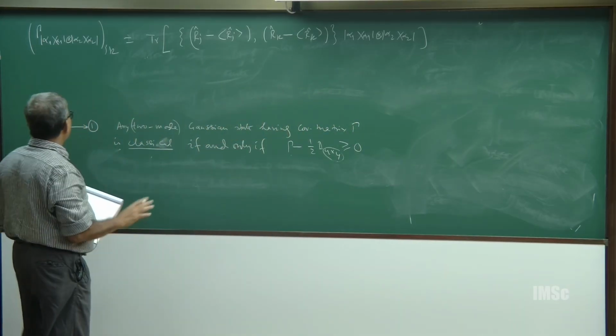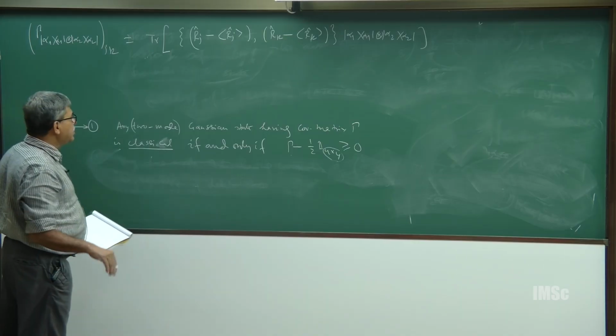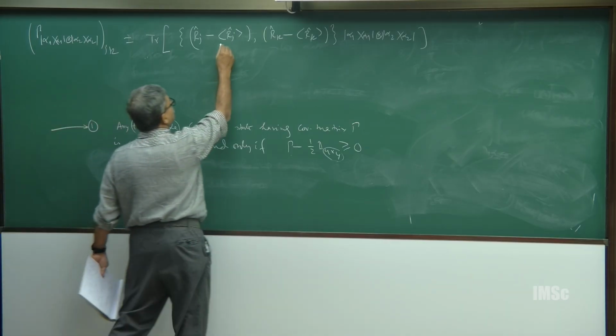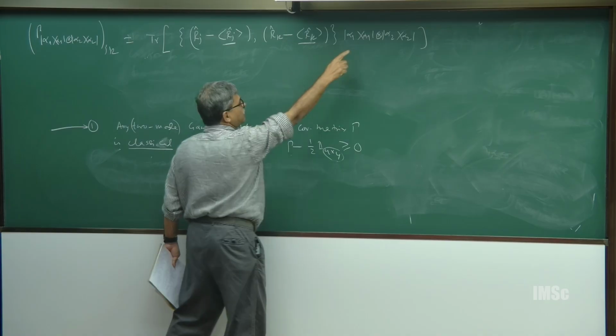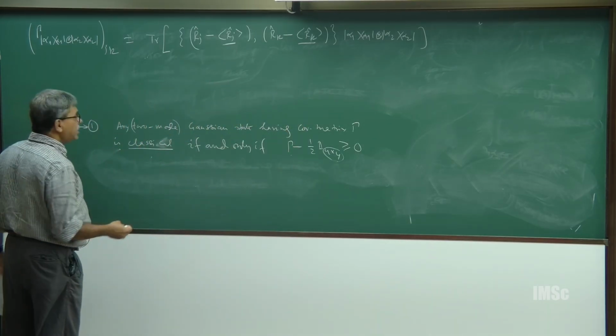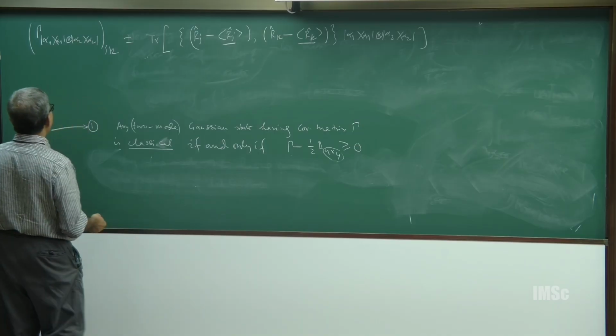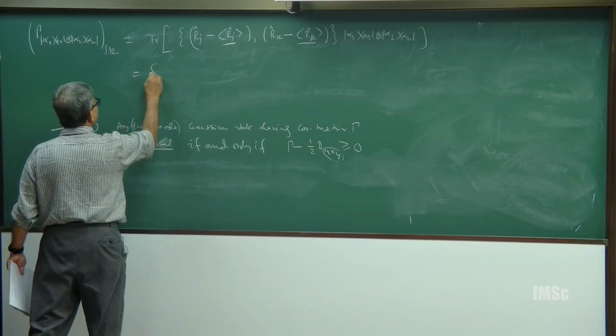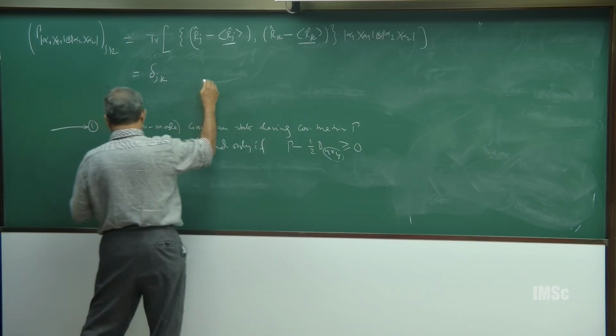Okay. So, I am not going to do that. Basically what you will see is that these average values with respect to the coherent state are all zero. So, I am not going to do that. What you will figure out is that this is nothing but delta jk, okay?